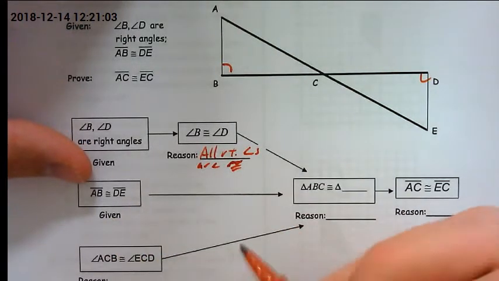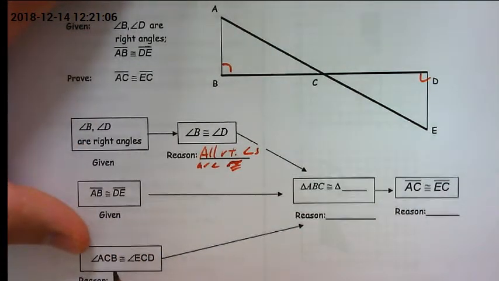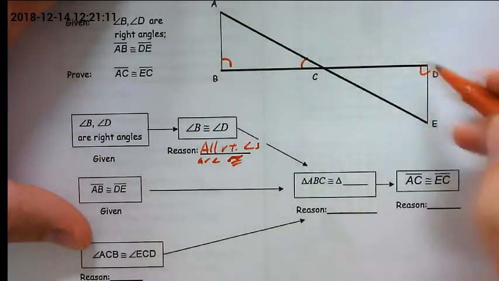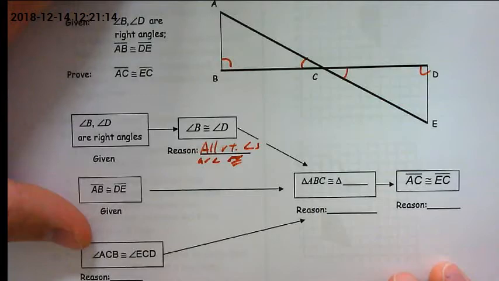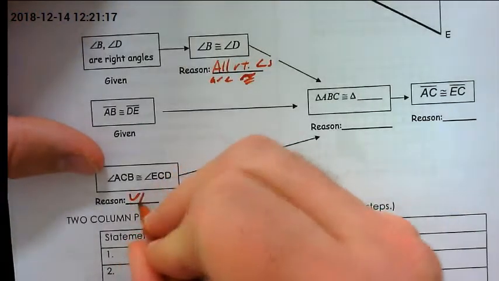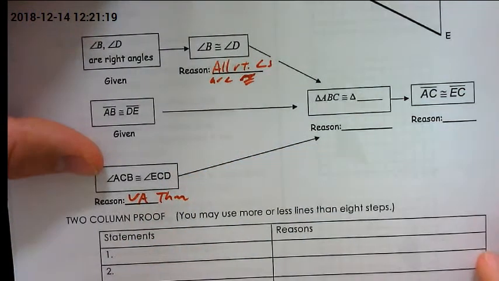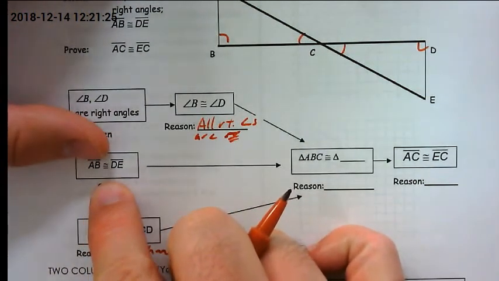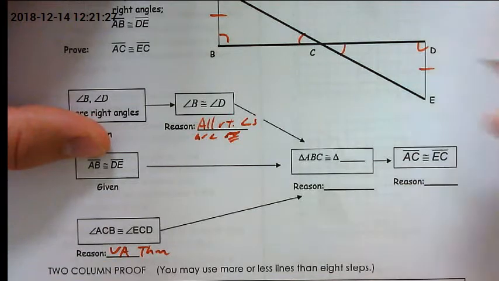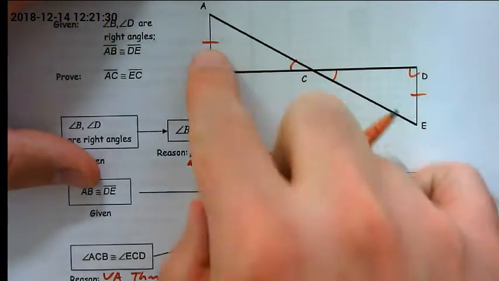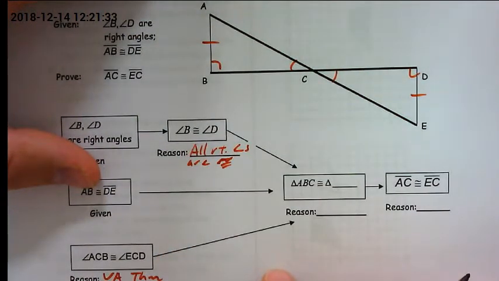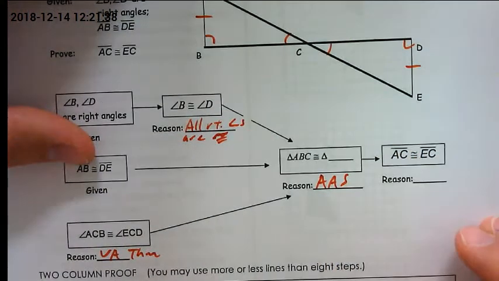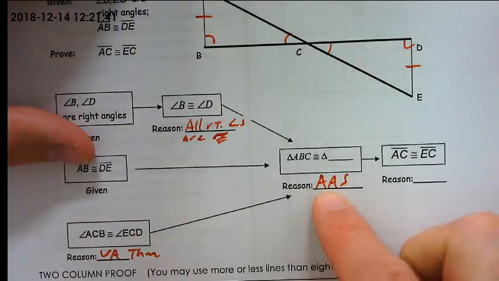Then this was given. This one was not given, but angle ACB and angle ECD, those are vertical angles. So we know those are congruent by the vertical angle theorem. Vertical angle theorem. So now we have three parts. All right, let me go ahead and label this other one that was given to us, AB and DE. So we have two angles and a side. That is not the included side, so two angles and a non-included side, that's AAS. We know these are congruent by AAS.